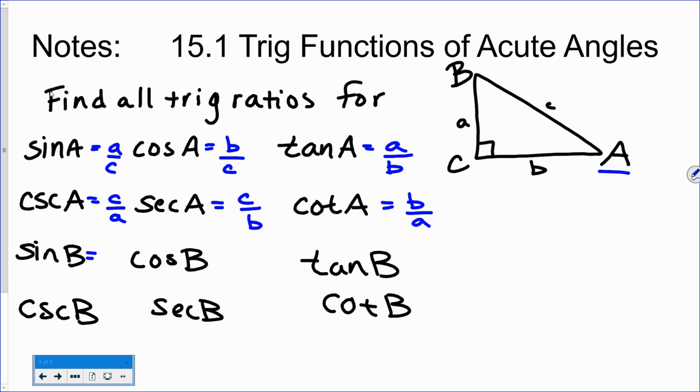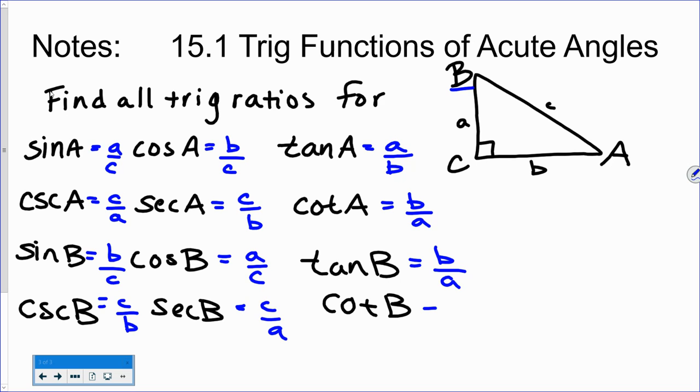All right, if I change my angle and I'm not using A, I'm using B, now sine would be b over c, and cosine would be a over c, and tangent would be b over a. All right, then my reciprocals, c over b, c over a, and a over b.